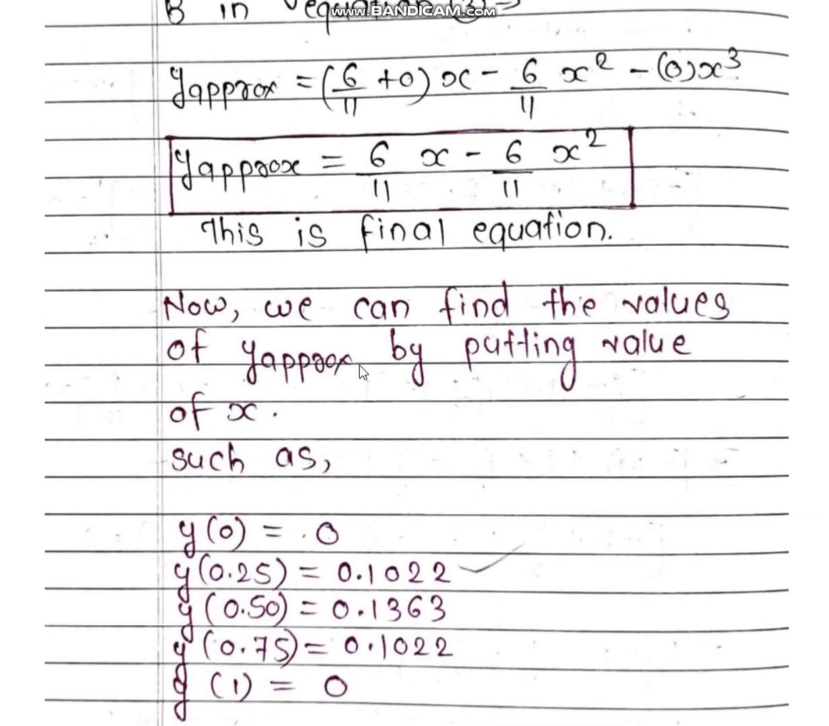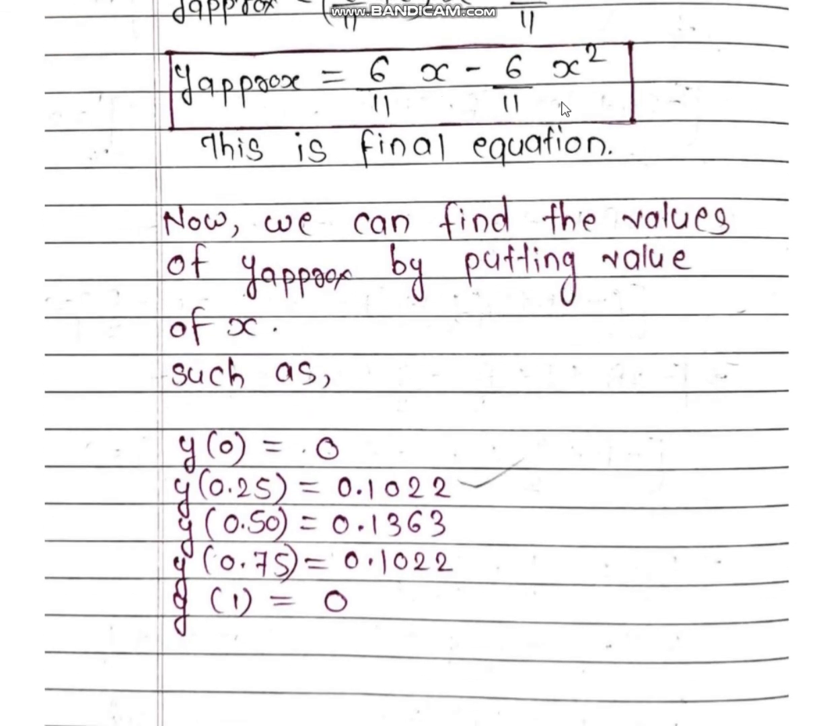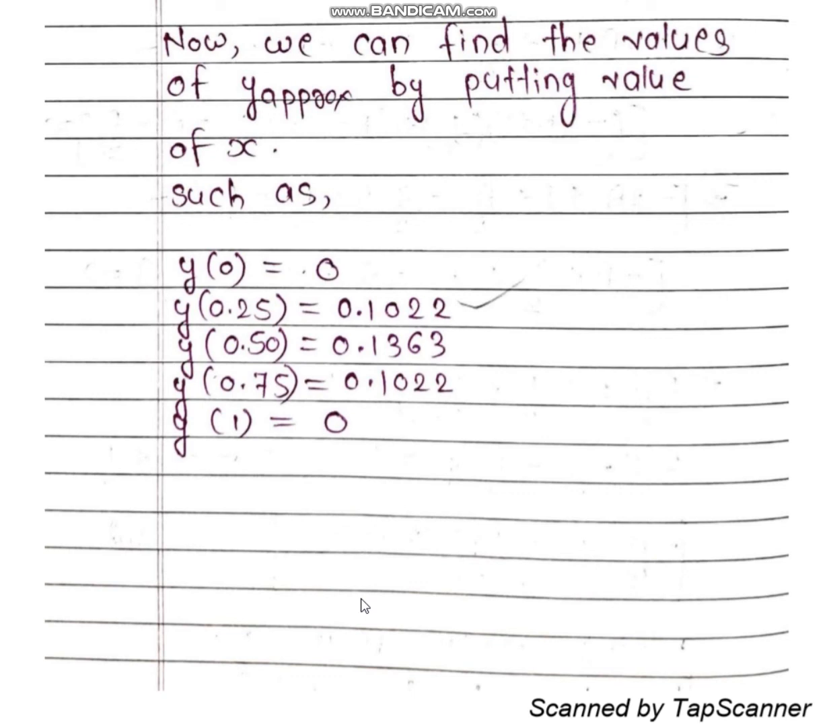Now we can find the values of y approximate by putting the values of x in this equation. I have put some values. So y at x equals 0 is 0, y at x equals 0.25 is 0.1022, the value of y at x equals 0.50 is 0.1363, the value of y at x equals 0.75 is 0.1022, and the value of y at x equals 1 is 0. So this is all about the subdomain method.